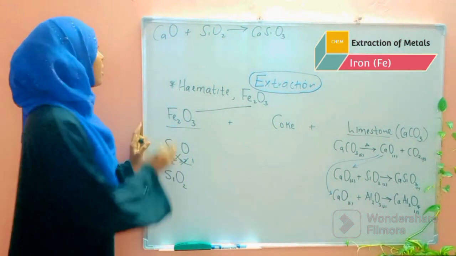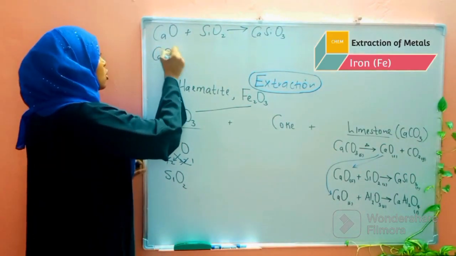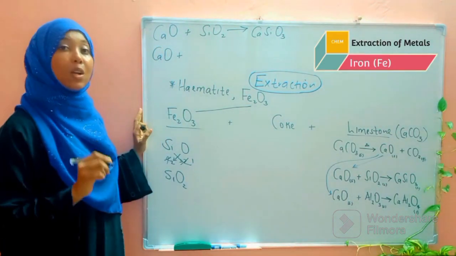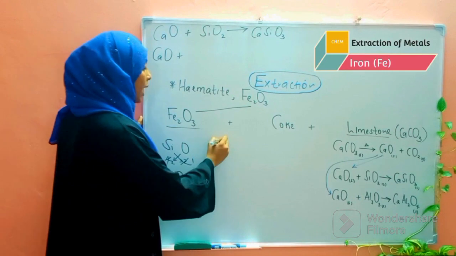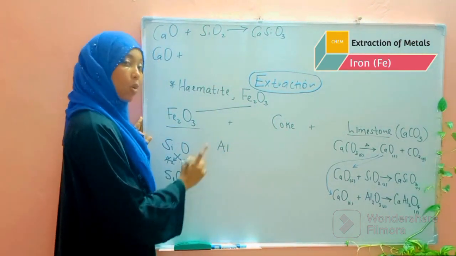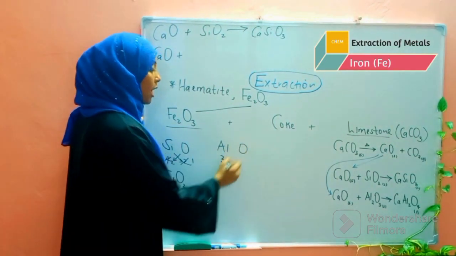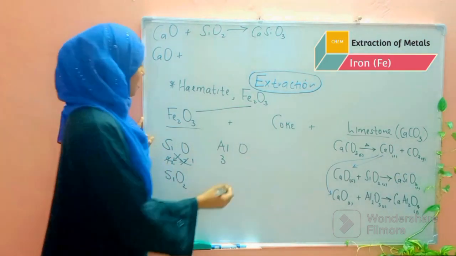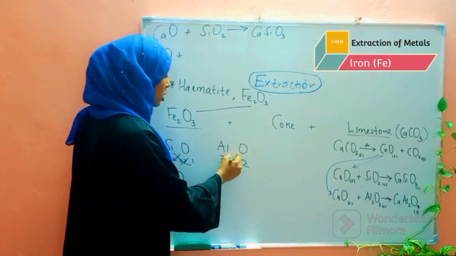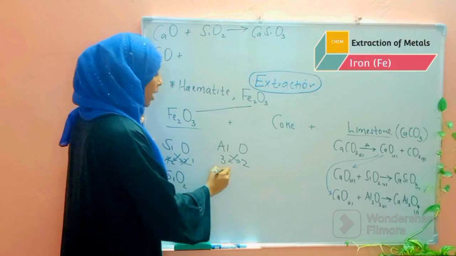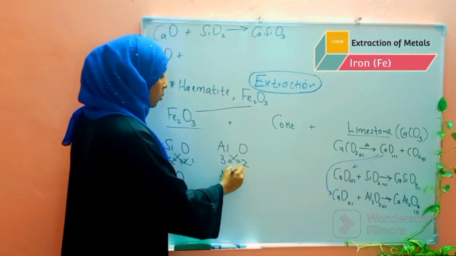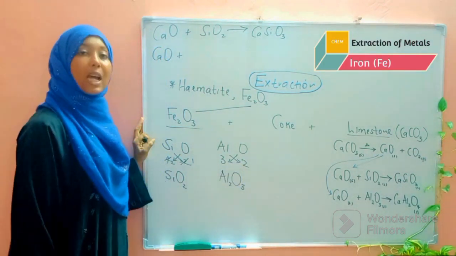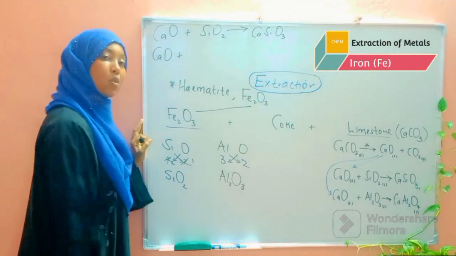Now for the second one, calcium oxide reacting with aluminium 3 oxide. Aluminium has an oxidation state of 3. Oxygen has an oxidation state of 2. So these of course switch. So 2 moves to the side of the aluminium, 3 moves to the side of oxygen. And our chemical formula is Al2O3.